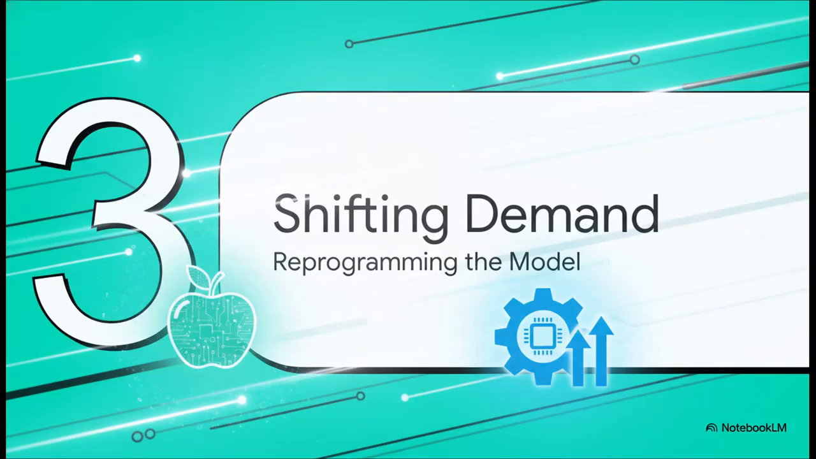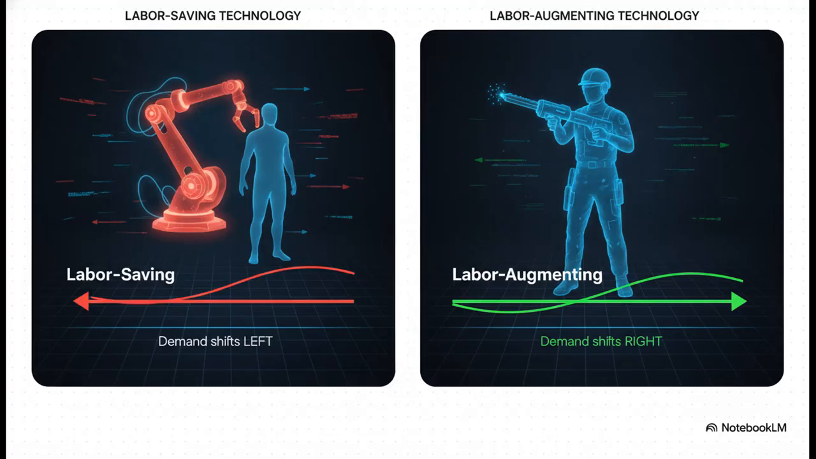Moving on to part 3, reprogramming the model, shifting the demand curve. Okay, let's upgrade our model by throwing in some external shocks, because obviously the economy never sits perfectly still. Now, while labor-saving robots might shift demand left by replacing humans altogether, history actually shows us that most technological progress is labor augmenting. It makes workers more productive and shifts demand to the right. Think about it. A carpenter with a hammer is great, but a carpenter with a high-powered nail gun can build a house in half the time.